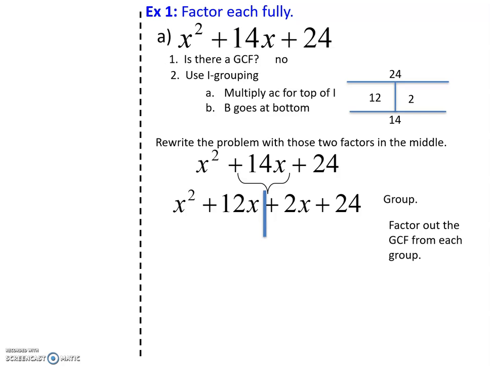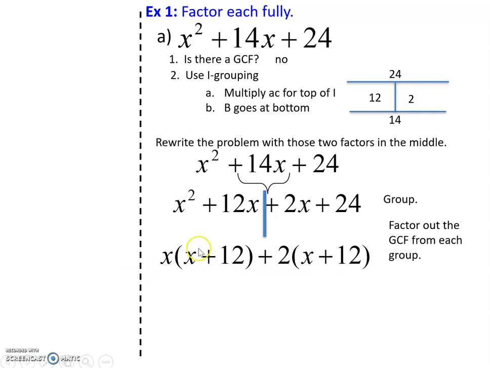So just like we did, we're going to factor out the GCF from each group. You'll notice that the GCF of the first group is x, which leaves us with x plus 12. And the GCF of the second group is, hopefully you're thinking 2, you'd be right, and we would be left with x plus 12 as well.